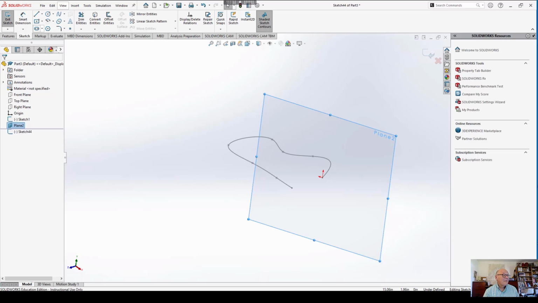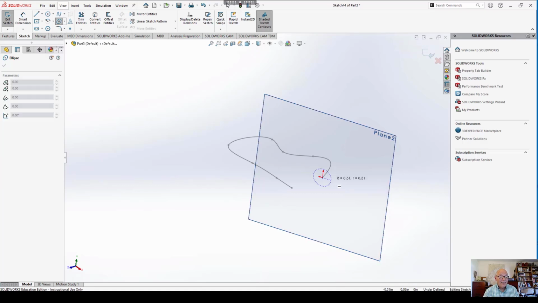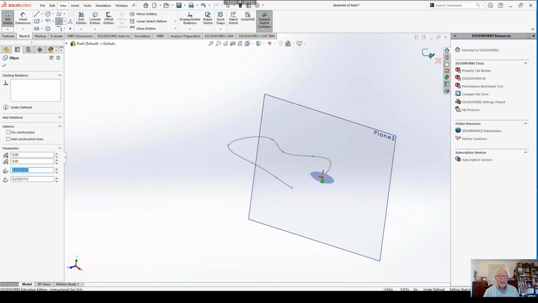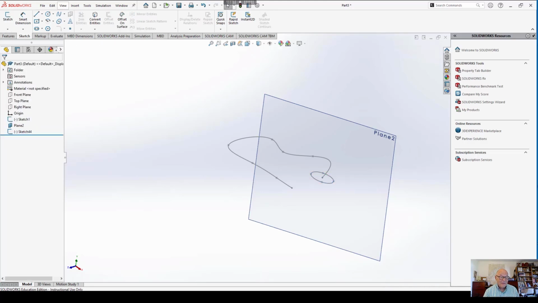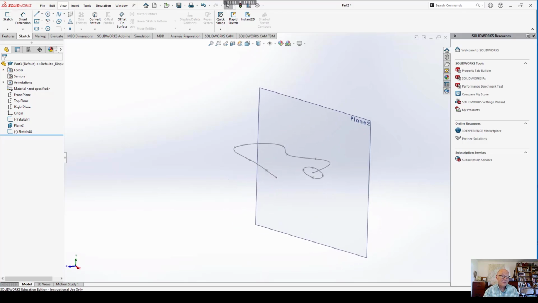So now I'm going to go back over here and do a sketch, and we'll do an elliptical sketch. So we do our sketch here. That looks like this. Come back out. Now you have two sketches. One's 90 degrees to the path. The other one is the profile.